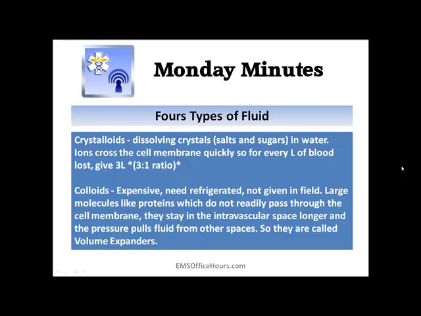Now, there are 4 types of fluid that are used for IVs. Crystalloids, of course, is the one that we will use in the field. These are those salts and sugars that are dissolved in water or normal saline.